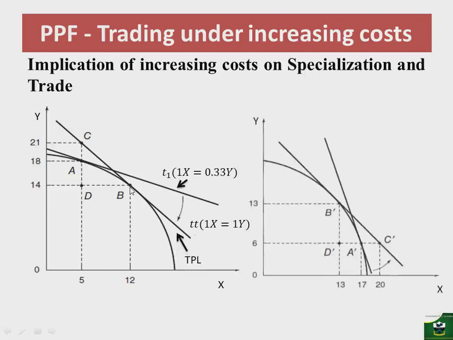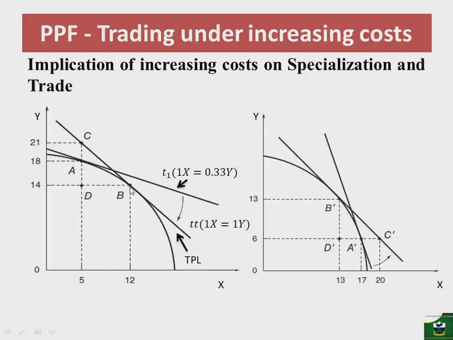We can see this analysis from nation 2, assuming that nation 2 is at point A prime in autarky, meaning that it's producing 6 units of Y and 17 units of X. Now, because this is autarky, and we noted that in autarky consumption is equal to production, nation 2 will be consuming 6 units of Y and 17 units of X in autarky.